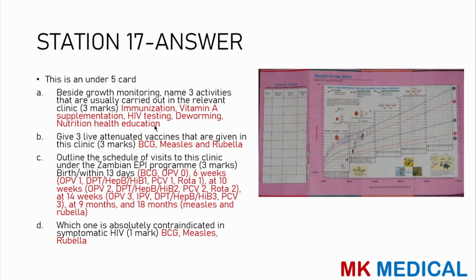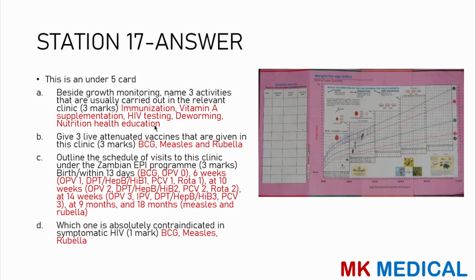So outline the schedule. So the schedule is as follows. You give vaccines at intervals. Usually the intervals are 4 weeks apart. So the first vaccines that you're going to be giving are at birth, or within the first 14 days. The two vaccines that you can give: BCG is mandatory, and you only give it once. OPV0, which is oral polio vaccine 0, can be given. But if you don't give it, then you have to give OPV4. But if you have given OPV0, then you do not have to give OPV4.